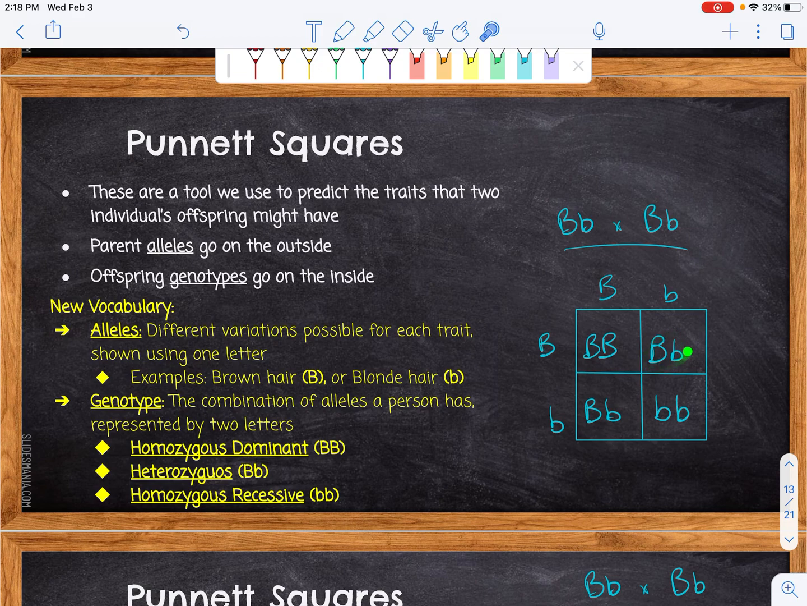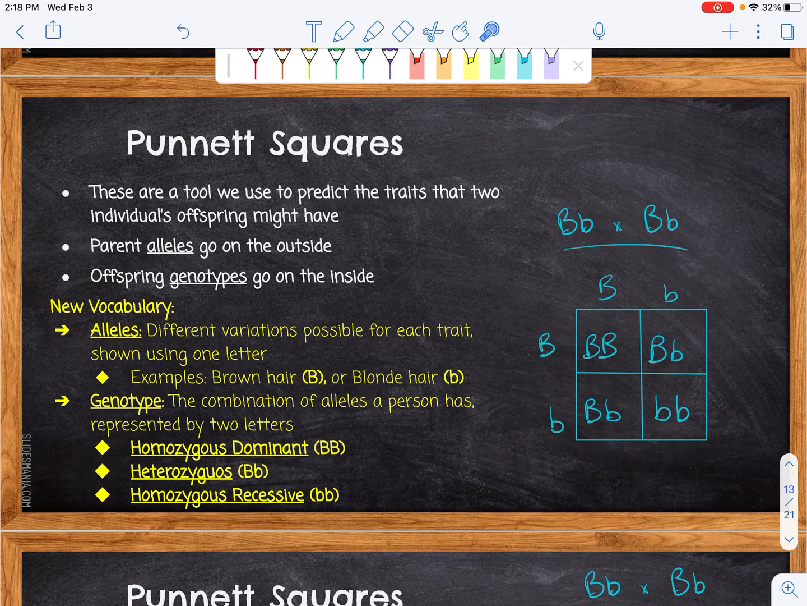When you have 2 alleles together, you get what we call a genotype. The genotype is the combination of alleles that one person has, and we represent a genotype with 2 letters. So I have a genotype for my hair color. Someone else will have a different genotype for their hair color. There are 3 kinds of genotypes we're looking at right now. You could be homozygous dominant, meaning that you have 2 uppercase. You could be heterozygous, meaning you have an uppercase and a lowercase. Or if you're homozygous recessive, you have 2 lowercase alleles.